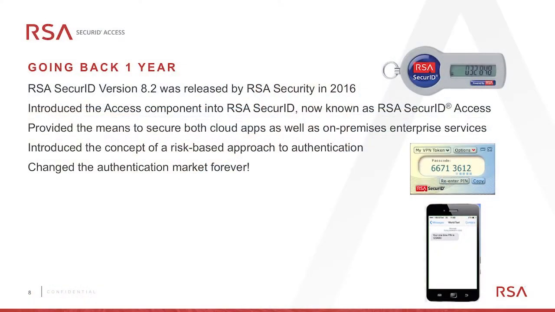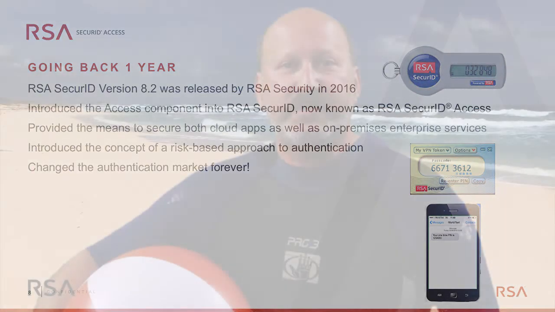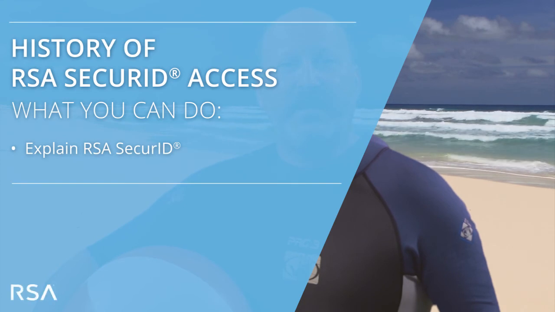8.2 was released about a year ago. We introduced the access component, which gives you the ability to provide identity assurance, and it gave you the ability to protect both cloud apps and on-prem with a single user experience. It took a completely different twist on risk-based authentication, not only expanding it to the cloud but to the entire environment. It really did change the authentication market forever.